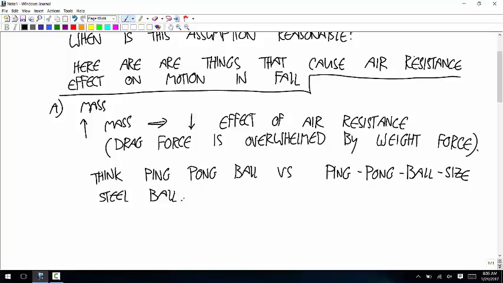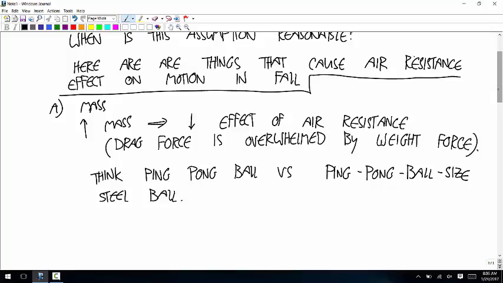So even though those two balls are identical in every other way we're going to talk about, the mass means that the weight of the steel ball overwhelms the drag force, even though it's actually the same drag force that the air produces on both of them. On the steel ball, it has less of an effect.